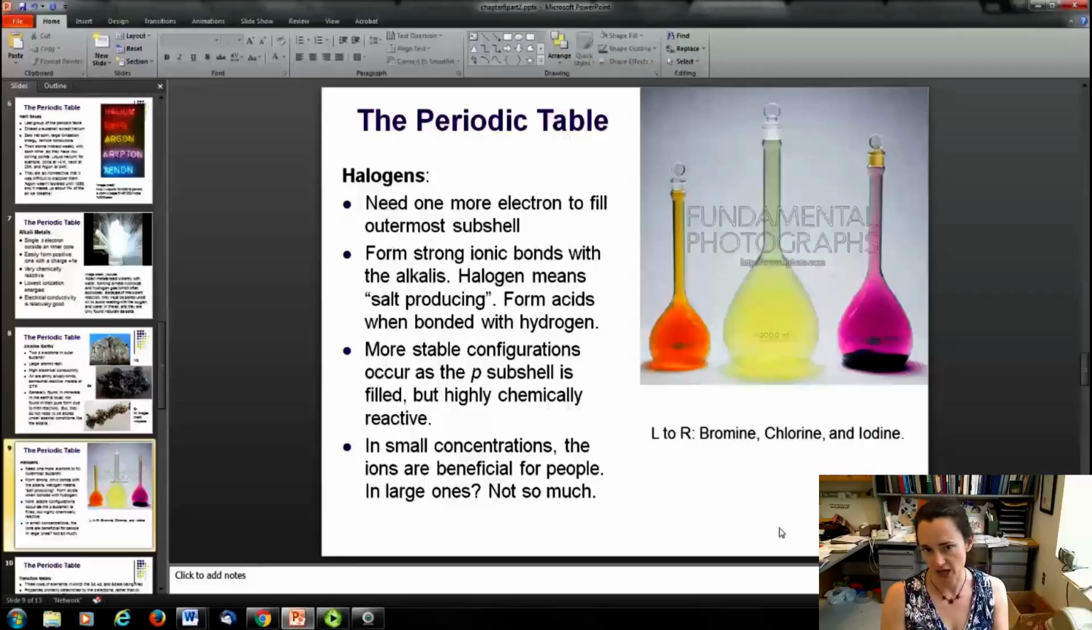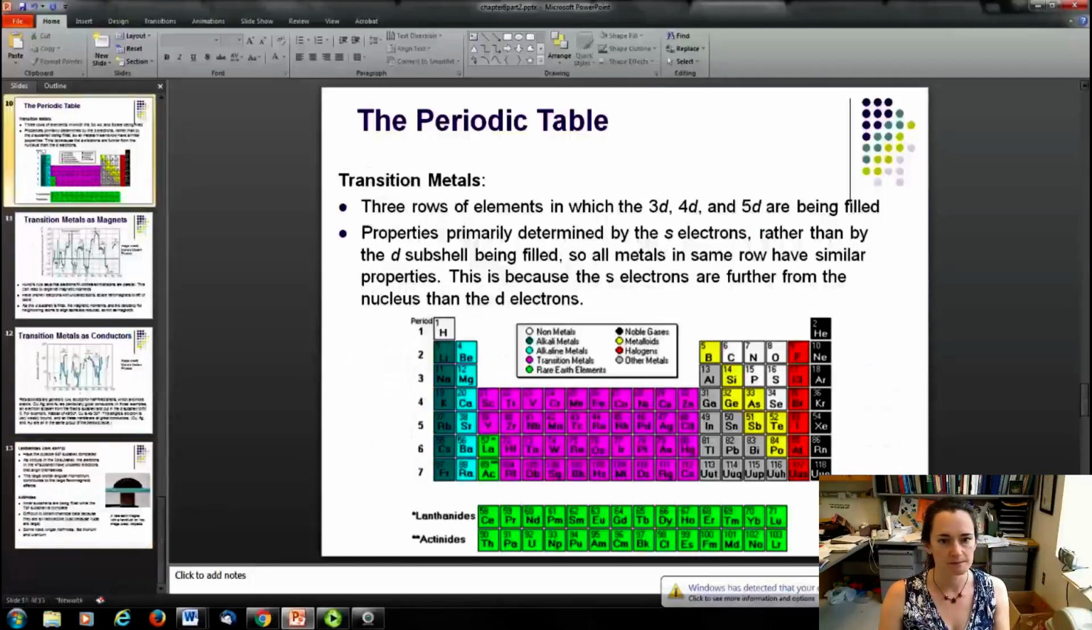They're very strong acids. In small concentrations, these ions are actually beneficial for people, right? Fluoride in your toothpaste, things like this, it's not bad for you. But in large concentrations, not so much, right? Very bad for people in those concentrations.